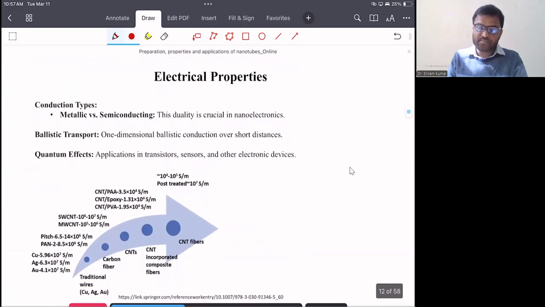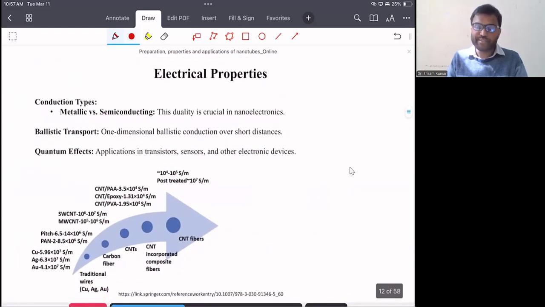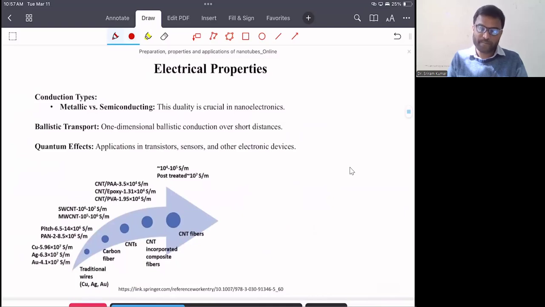And the next important property of CNT is electrical properties. Based on the kind of closing of a graphene sheet to make the different kinds of CNT, armchair, zigzag, and spiral, we have either metallic properties or maybe semiconducting properties. And based on this dual nature of properties, we can use this material in nanoelectronics applications.